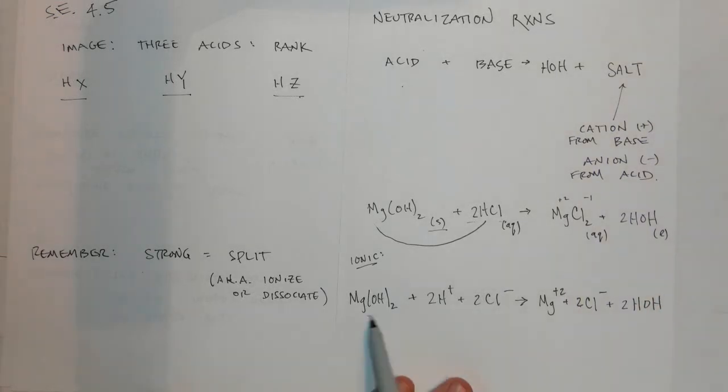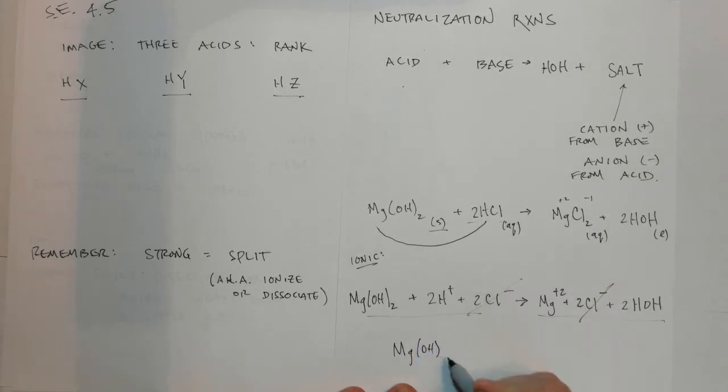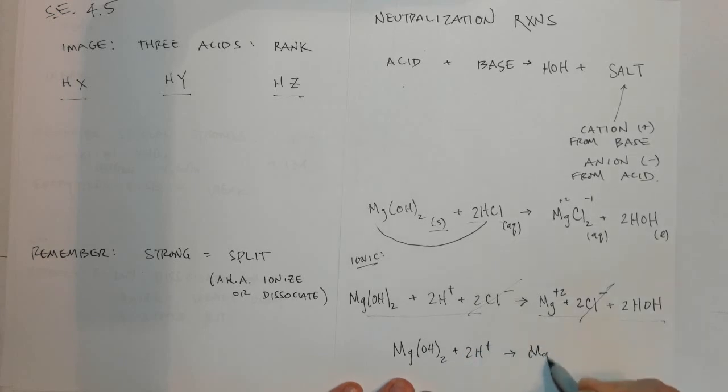Now, if there's anything the same on both sides, we cancel that, so the 2 Cl minuses would go away, and then my net ionic equation would be Mg(OH)2 plus 2H plus goes to Mg plus 2 plus 2HOH. These ions right here would be known as the spectator ions, or ones that just watch the reaction happen.